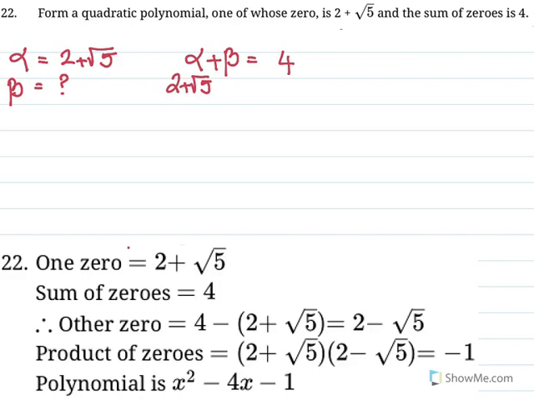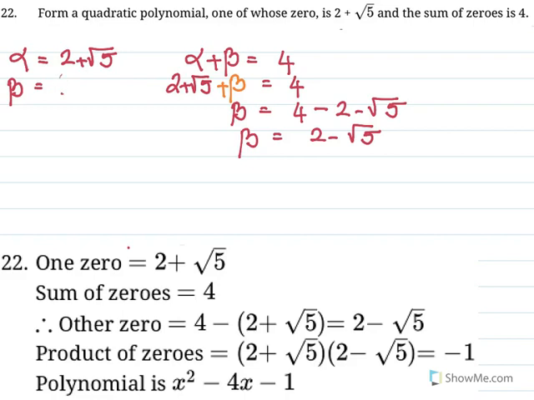So alpha is 2 plus under root 5. Now beta we do not know, plus beta equal to 4. So beta equal to 4. This 2 plus under root 5, we take it on the other side, becomes minus 2 minus under root 5. So beta equal to 2 minus under root 5. Now we know beta. So we put beta as 2 minus under root 5. Now that we know alpha and beta, we can write the quadratic.